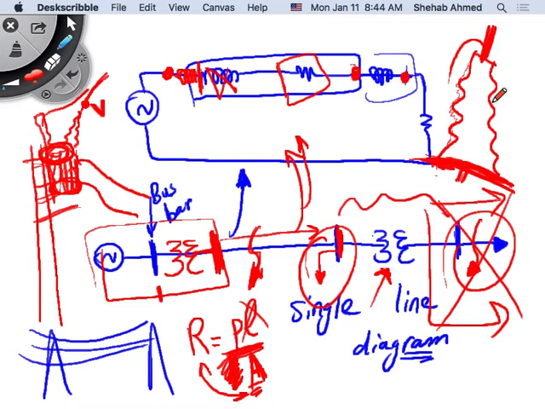Now if we are transmitting at 400 kilovolts, do you think the generator is generating at 400 kilovolts? Why not? Sure, there is a step-up transformer. Why? Well, I can just make a generator to generate at 400 kilovolts. Why not?